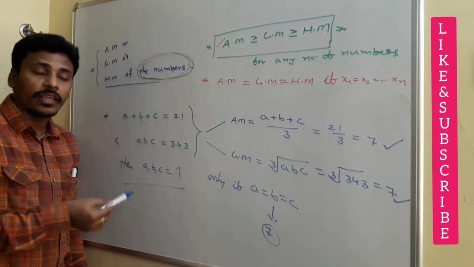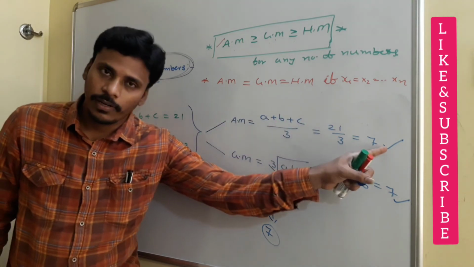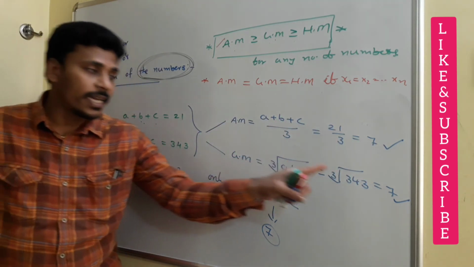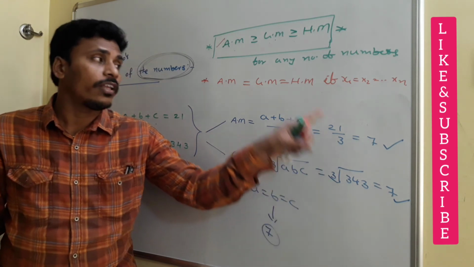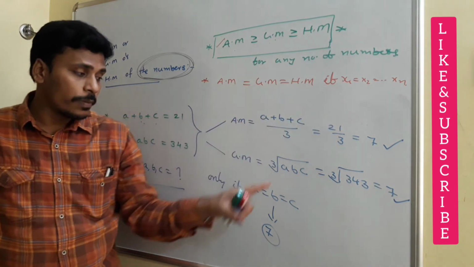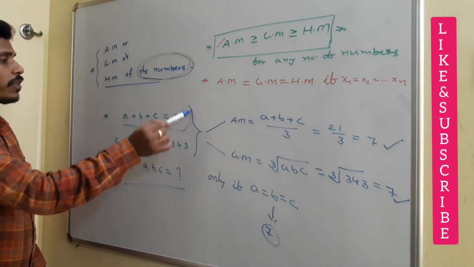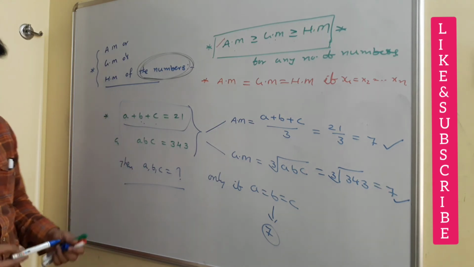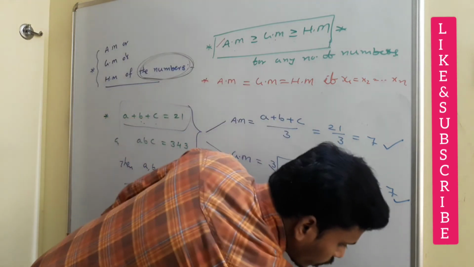To say something about the values of A, B, C, first I found the arithmetic mean and it is 7. Then I found the geometric mean and it is again 7. These two are equal, and that happens only when the numbers are equal. So that means A, B, C are equal, and from the first statement each value is 7. This is one simple problem related to the arithmetic mean and the geometric mean.